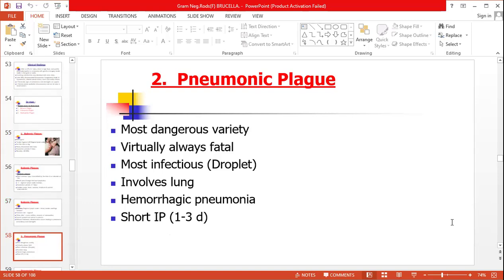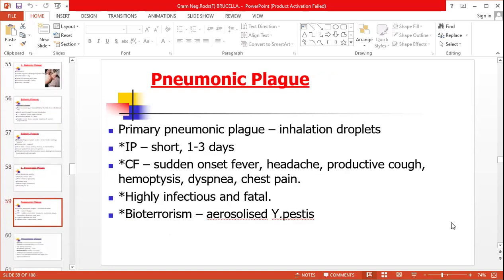The second one is pneumonic plague, a more dangerous variety, virtually always fatal. Most features involve the lungs, with hemorrhagic pneumonia and a short incubation period. Primary pneumonic plague is acquired by inhalation of droplets, and the incubation period is short, 1 to 3 days. Clinical findings: sudden onset of fever, headache, productive cough, hemoptysis, dyspnea, and chest pain. It is highly infectious and fatal.